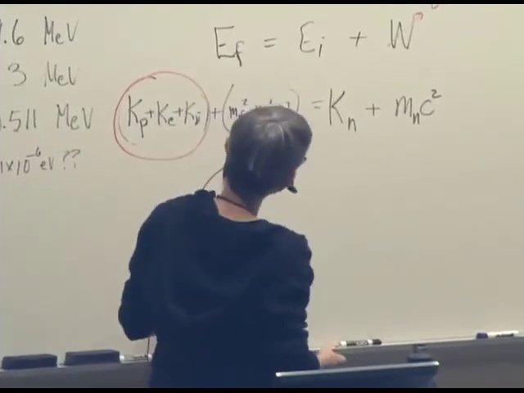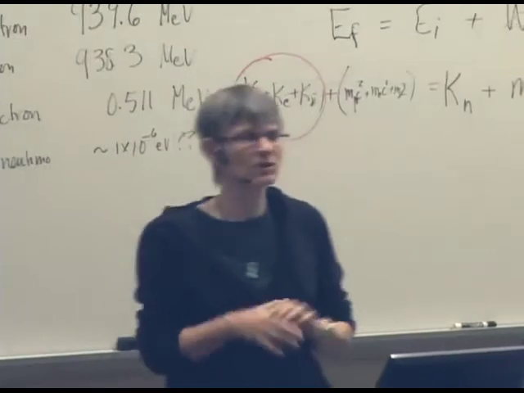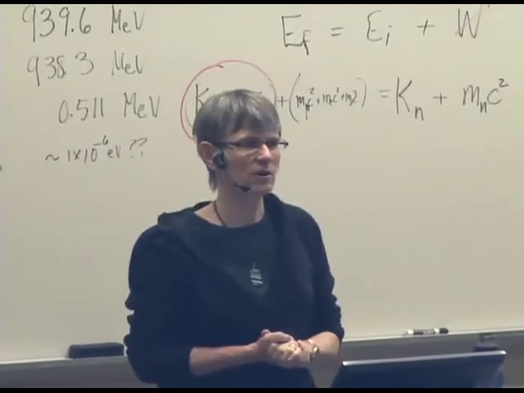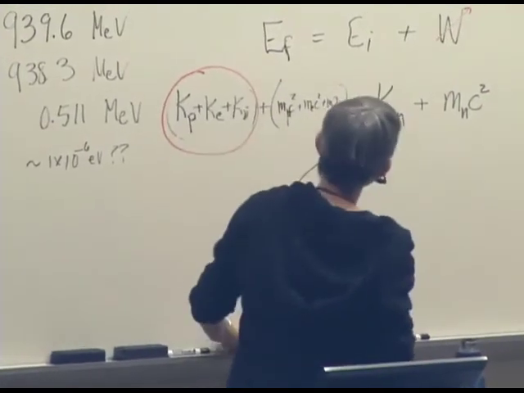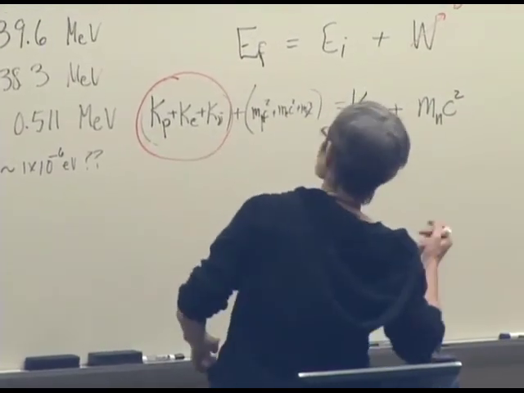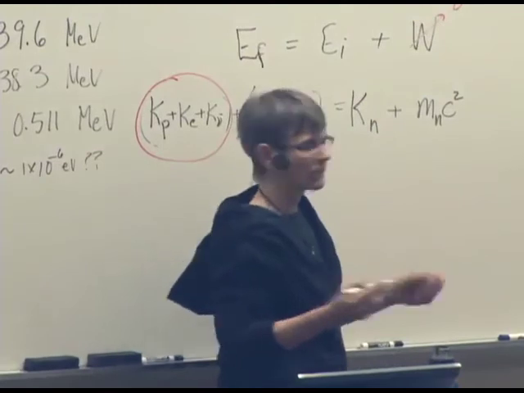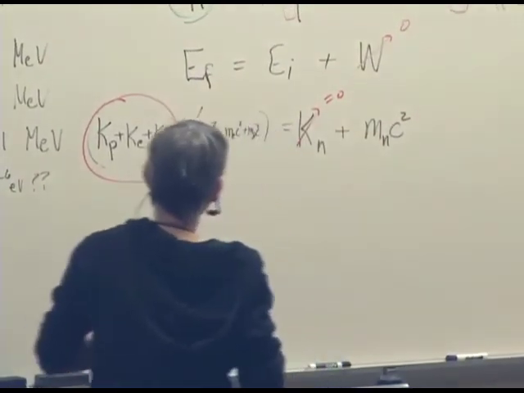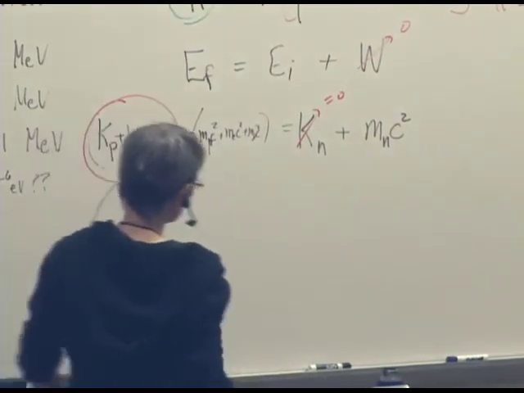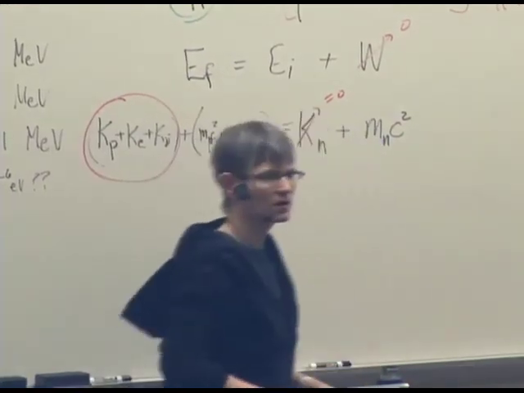Okay, so now the next thing we do when we're doing a problem is we look to see if anything is zero in our equation. Since we said the neutron was going to start at rest, its initial kinetic energy is equal to 0. And so now we can actually just put in numbers. Now we're ready to go, right?